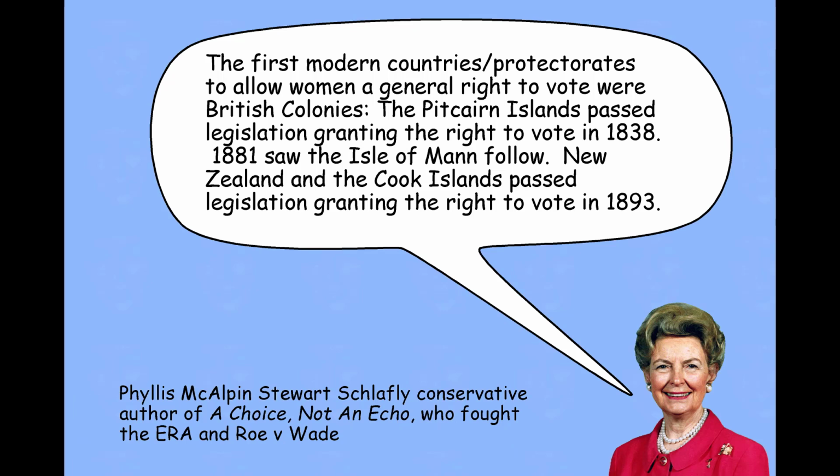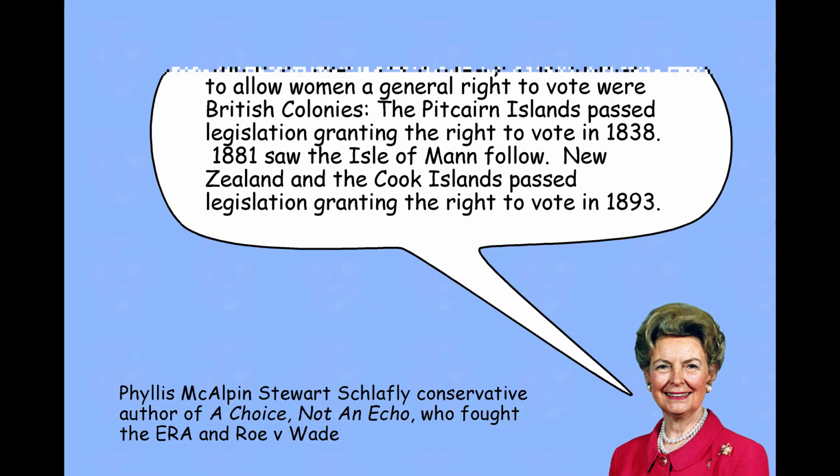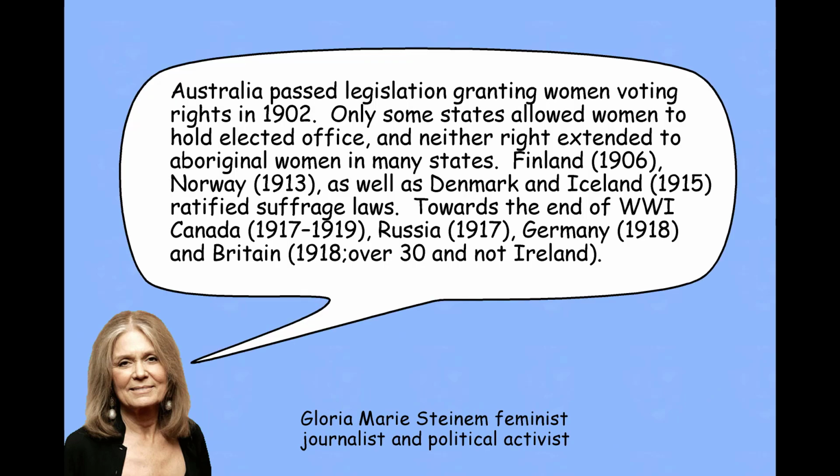The first modern countries or protectorates to allow women to have a general right to vote were British colonies. The Pitcairn Islands passed legislation granting the right to vote to women in 1838. 1881 saw the Isle of Man follow suit. New Zealand and the Cook Islands passed legislation granting the right to vote to women in 1893. Australia passed legislation granting women voting rights in 1902.